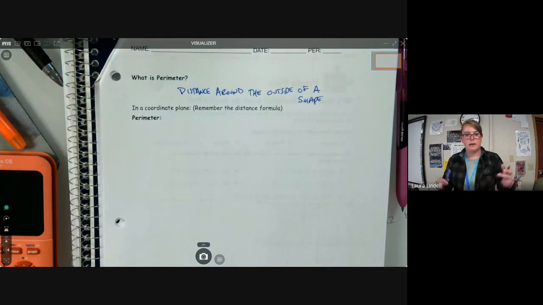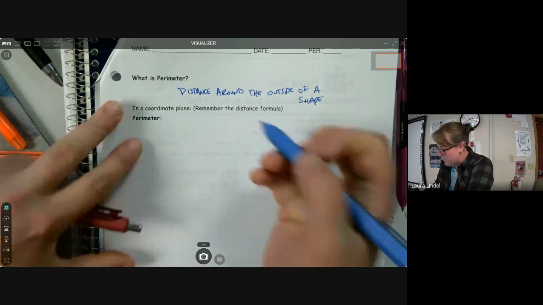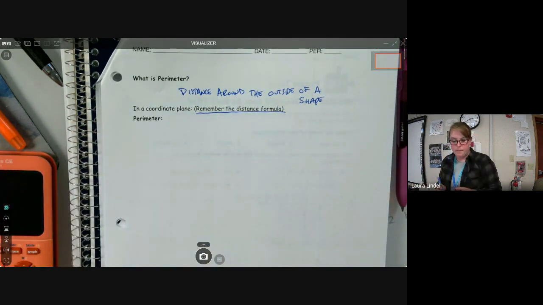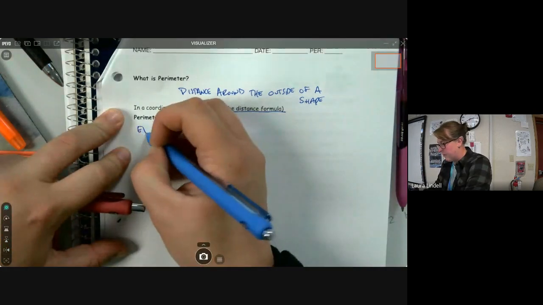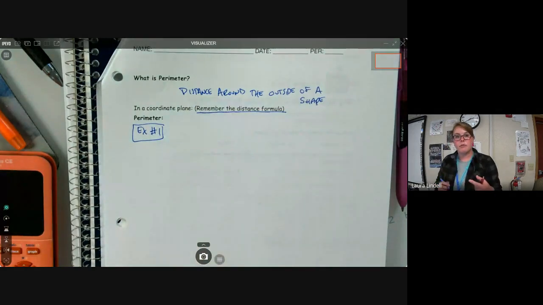If you've ever heard of someone patrolling the perimeter, they're just walking around the outside. Anyways, the context we're using for perimeter today is the coordinate plane, which is going to require us to remember the distance formula. We'll get to that in a moment. But let's start with an example of what we're going to be asked to do. Most of the shapes we'll find the perimeter of will be either a triangle or a quadrilateral, like a rectangle or a square. But we're going to start with a triangle.